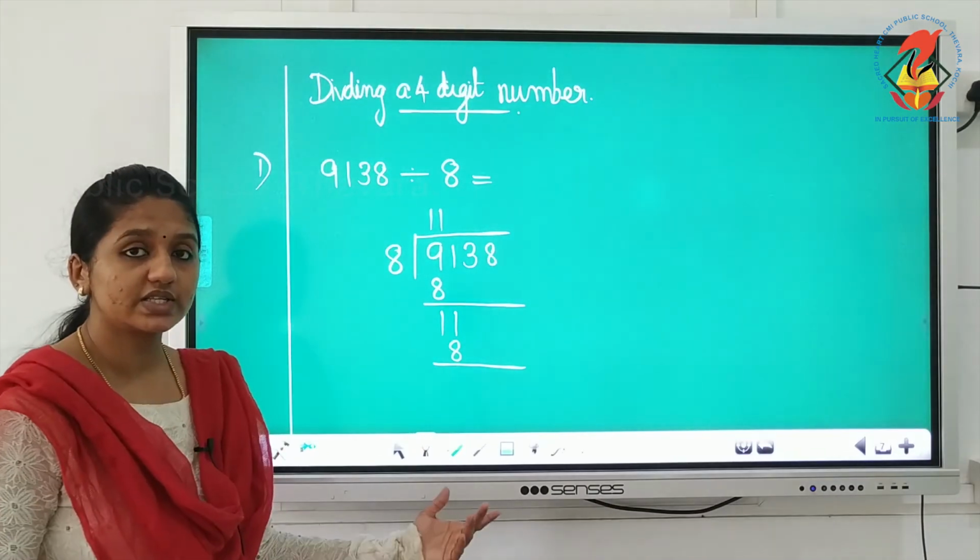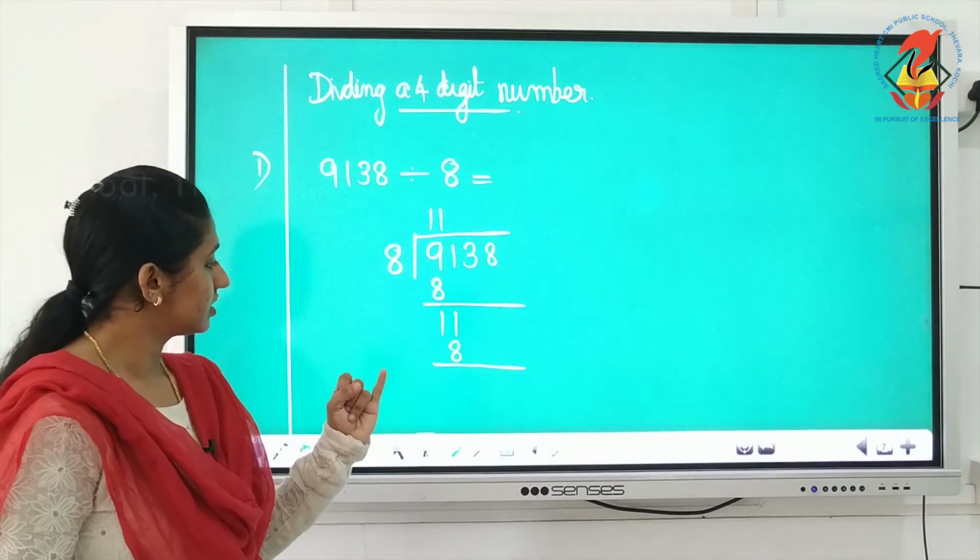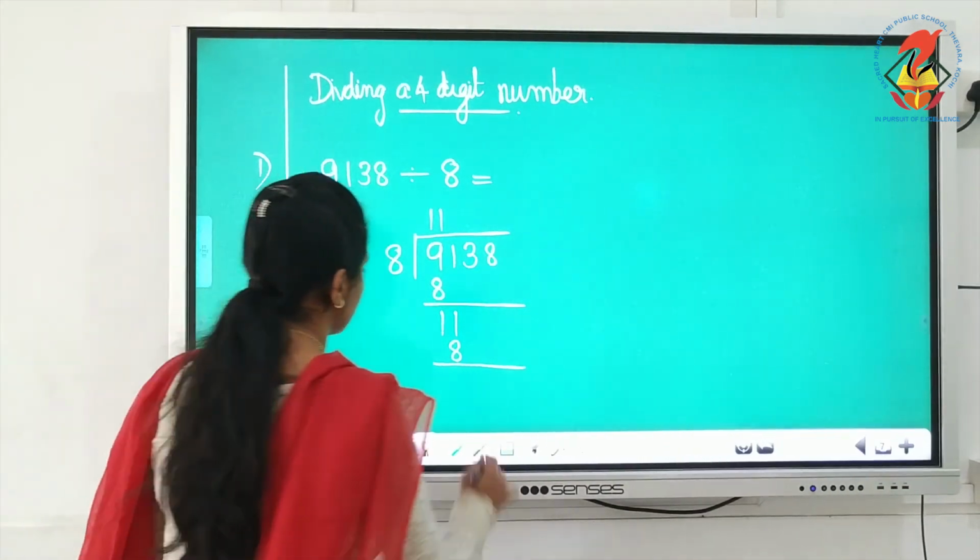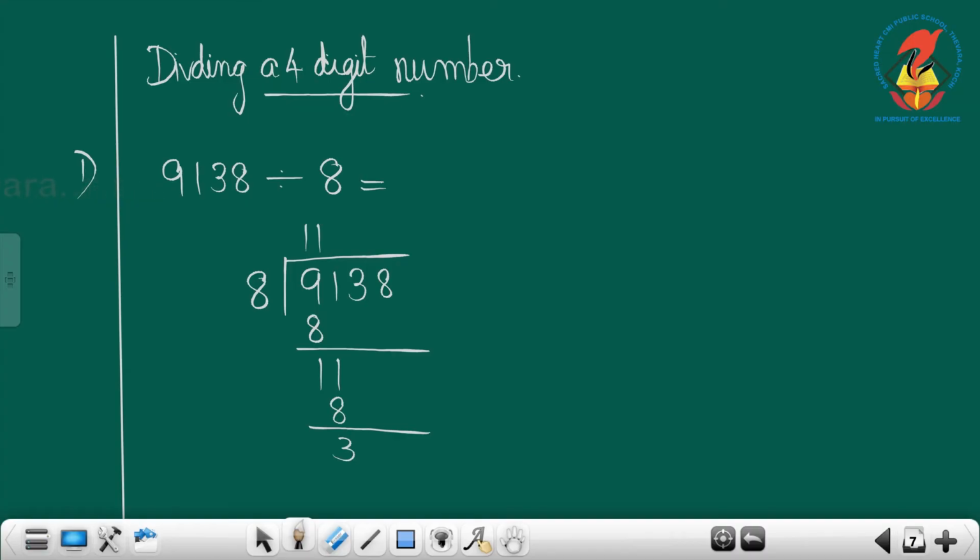11 minus 8, what is the answer? It's 3. After 8, 9, 10, 11. So 3 is the answer. Then what is the next step? Take the next digit and bring it down. That is 3, so 33. In 8's table how many times does it go? 8 4s are 32. You should write 4 times. 8 4s are 32.